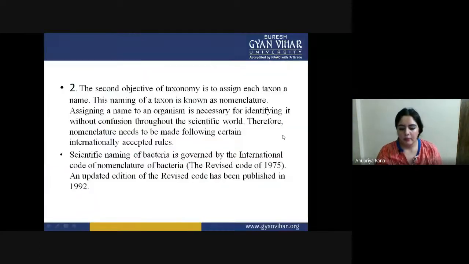It's the naming, which is actually very important in the whole of taxonomy. The naming of a taxon, when we name something in the taxa, is called nomenclature. So this nomenclature portion is very important, and this is the second major objective inside taxonomy. Assigning a name to an organism is necessary for identifying it without confusion throughout the scientific world. So we have to give a name particularly for their identification. That is our primary goal.